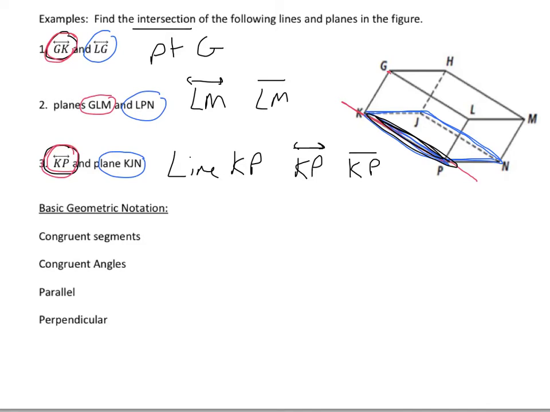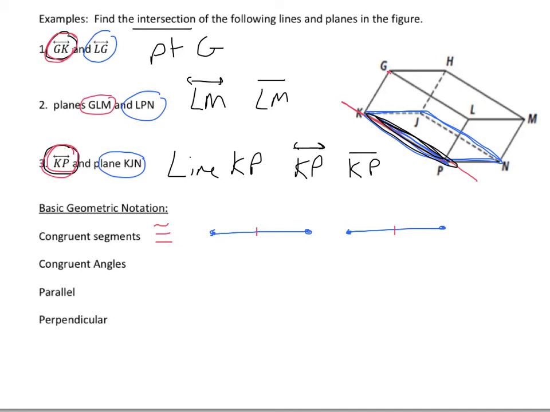Alright, basic geometric notation. Congruent segments. So here's some symbols in notation. Congruent is the equal sign with a squiggly line above it. In geometry, I could have a segment with a line in the middle of it telling you that it's going to be equal to another segment. So this right here tells you that those two segments are of equal length.